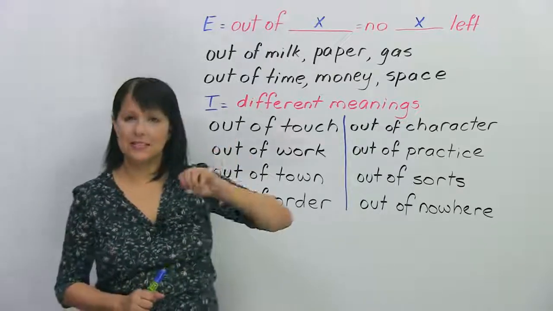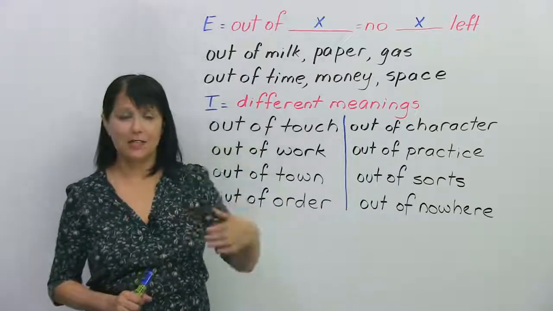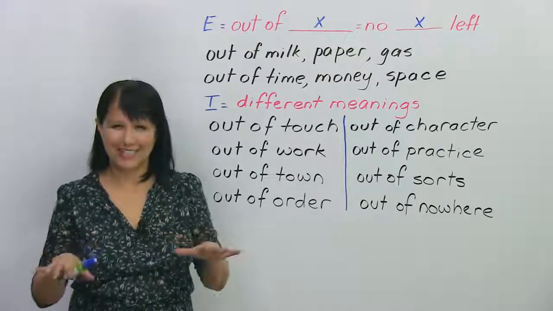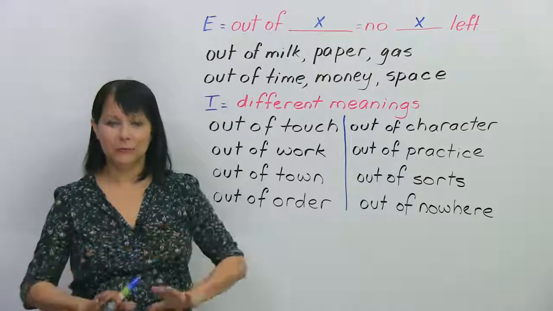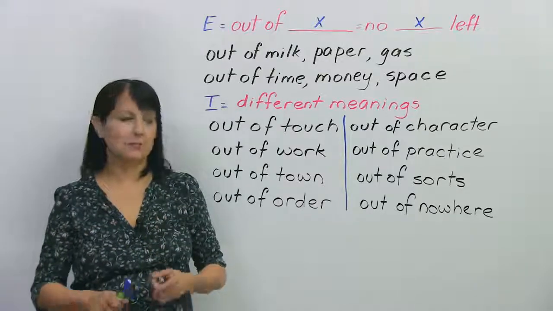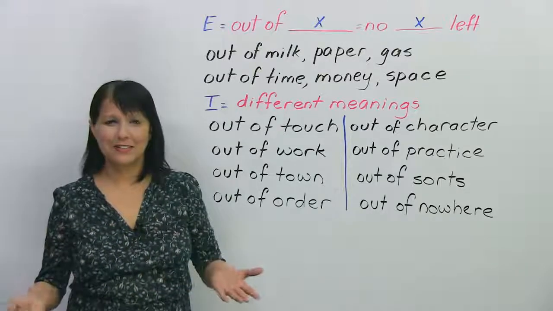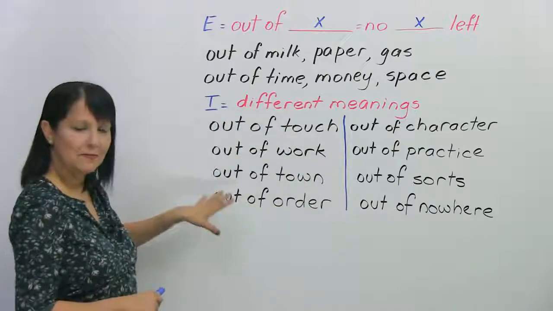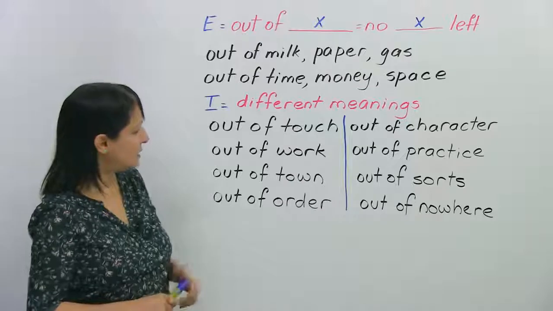You might have seen this sign on some machines sometimes. So out of order means that it's broken. It's not working. All right? It needs to be repaired, needs to be fixed. Could be a telephone, could be a printer, could be anything else. All right? So let's just review this for a minute, the first segment.